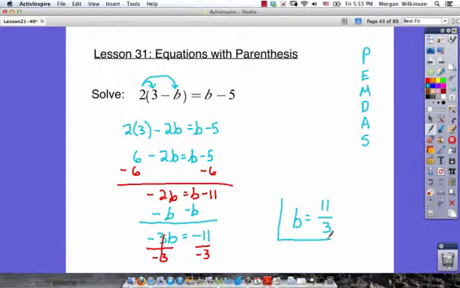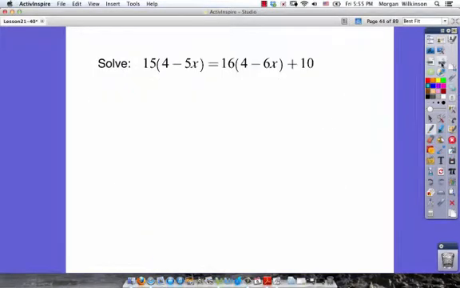We don't need to turn this into a mixed number. We could. It would be 3 2/3. But an improper fraction is a fantastic way to report your answer. Let's go ahead and move on to the next slide. Here, looks a little bit more complex. We're going to go through the same steps.